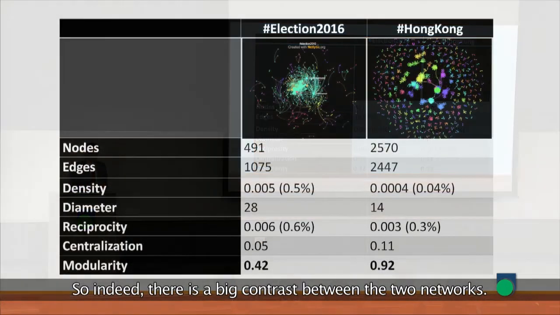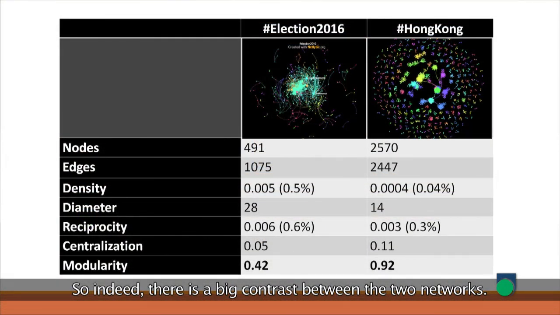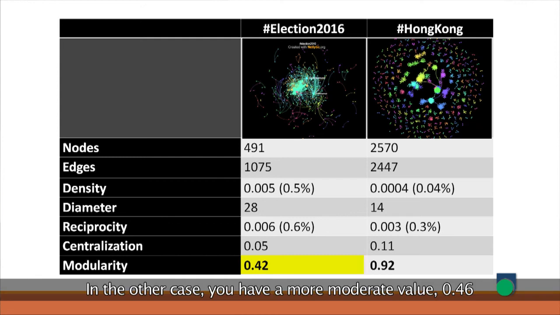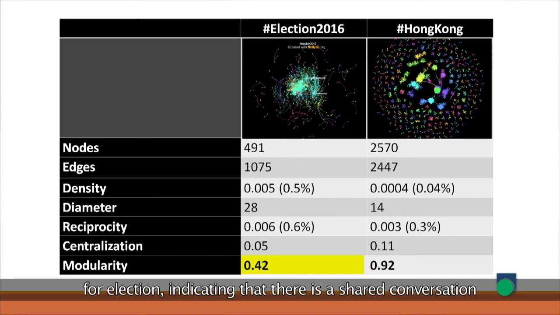So indeed, there's a big contrast between the two networks. In Hong Kong example, you can see the modularity almost maximum, so close to 1, 0.92. And that's reflective of this network visualization where you have multiple different, disconnected clusters. In the other case, you have more moderate values, so 0.446 for election, indicating that there is a shared conversation happening on the same topic.